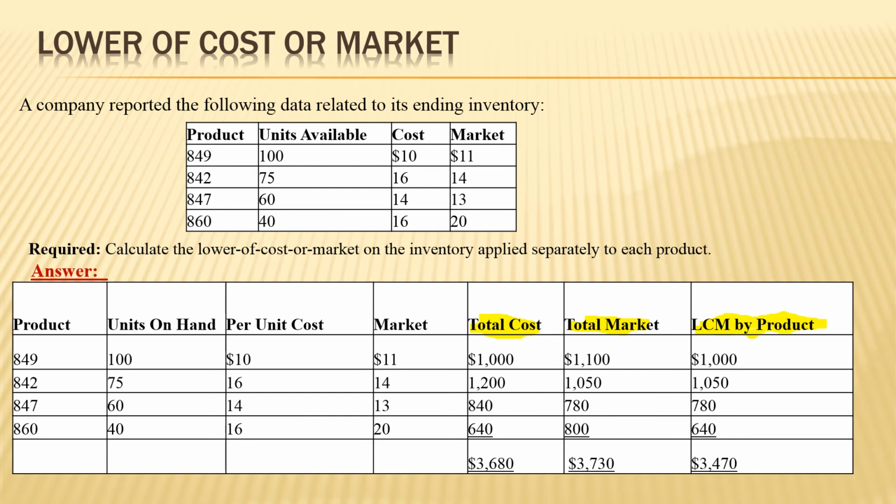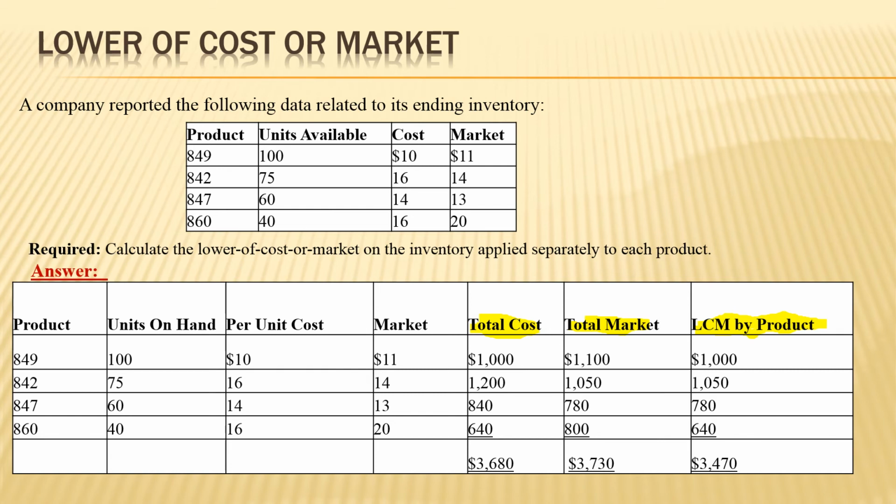Okay, let's see the first product, which is 849. I have the cost of 1,000, when I multiply the $10 cost per unit times the 100 units on hand, gives us 1,000. And for the total market, I multiply the $11 with the 100 units, which gives us 1,100. So for the LCM by product, the lower of cost or market, I'm going to select the lower of these two, which is the 1,000.